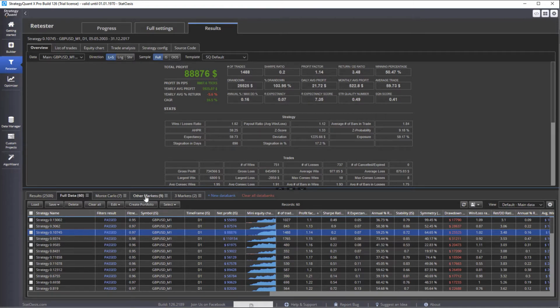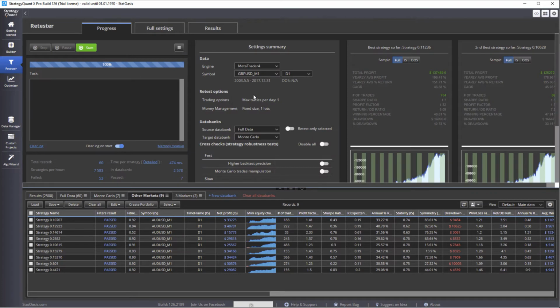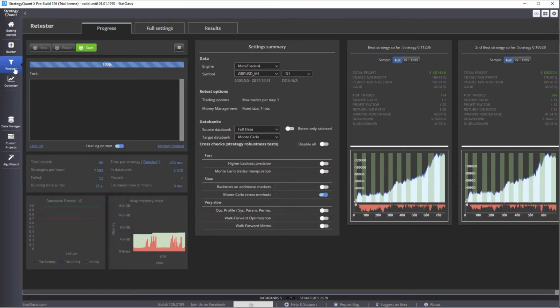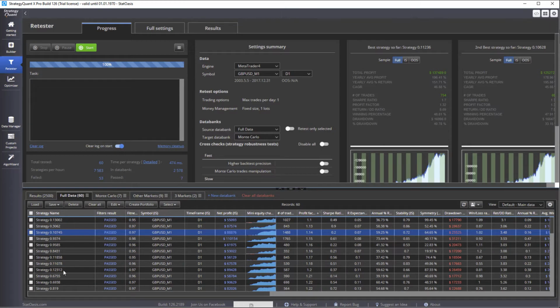After that, I did another market. So for this other market, we are in the retester. We have our bank of strategies that we brought, and this is the successful number of strategies that passed the full data set. Okay, now out of these, I can do more tests.